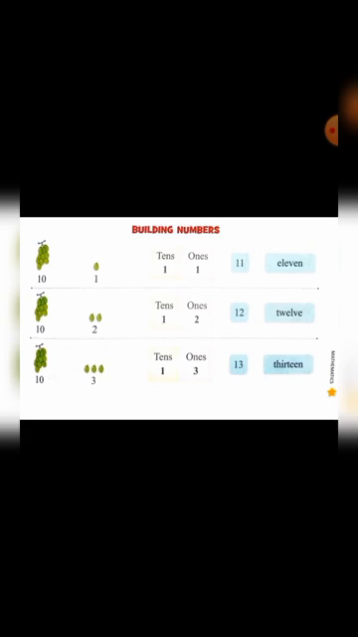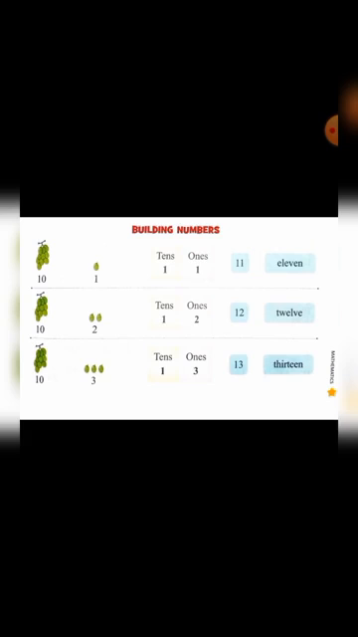There are 10 grapes. When we add 1 grape to those 10 grapes, we get 11. We should write 11 like this in the place value chart, that is 1 in ones place and 1 in tens place. So 11.